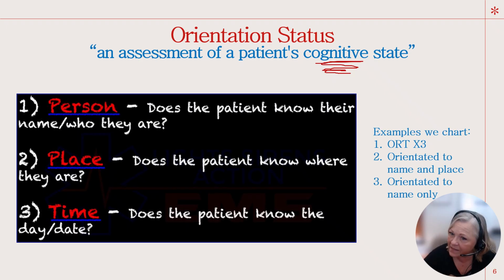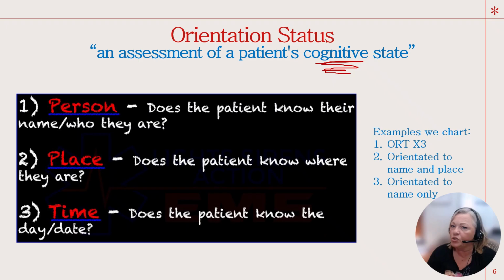We want to make these easy to get answers. So the first thing I will do is say, can you tell me your full name? Because I may have been calling them Gladys, but not Gladys Smith. Gladys Smith. Okay. They know their name. So they're orientated times 1.